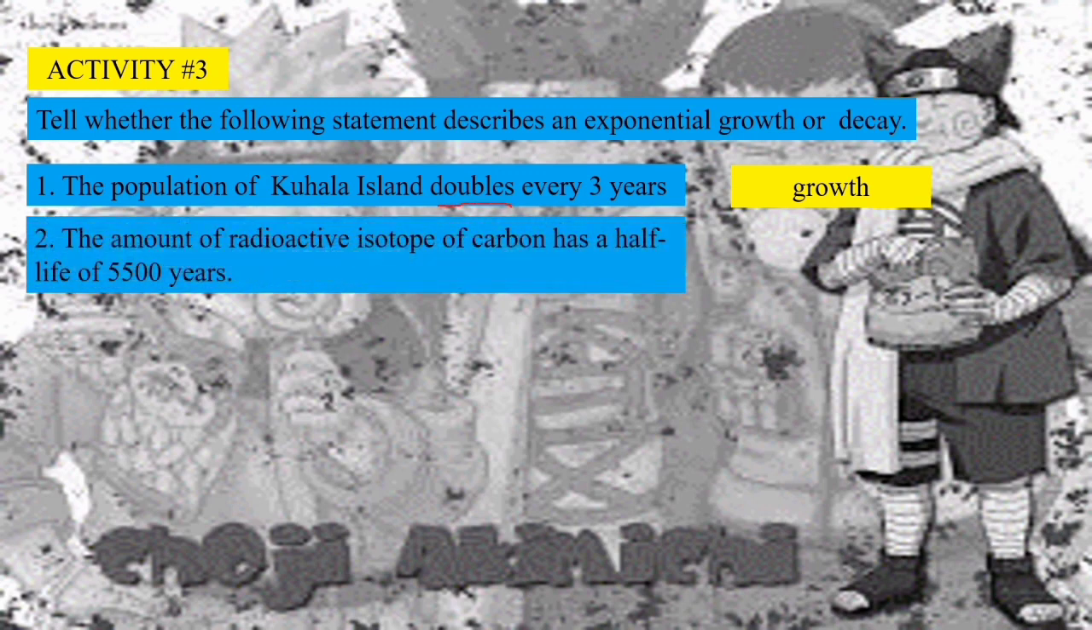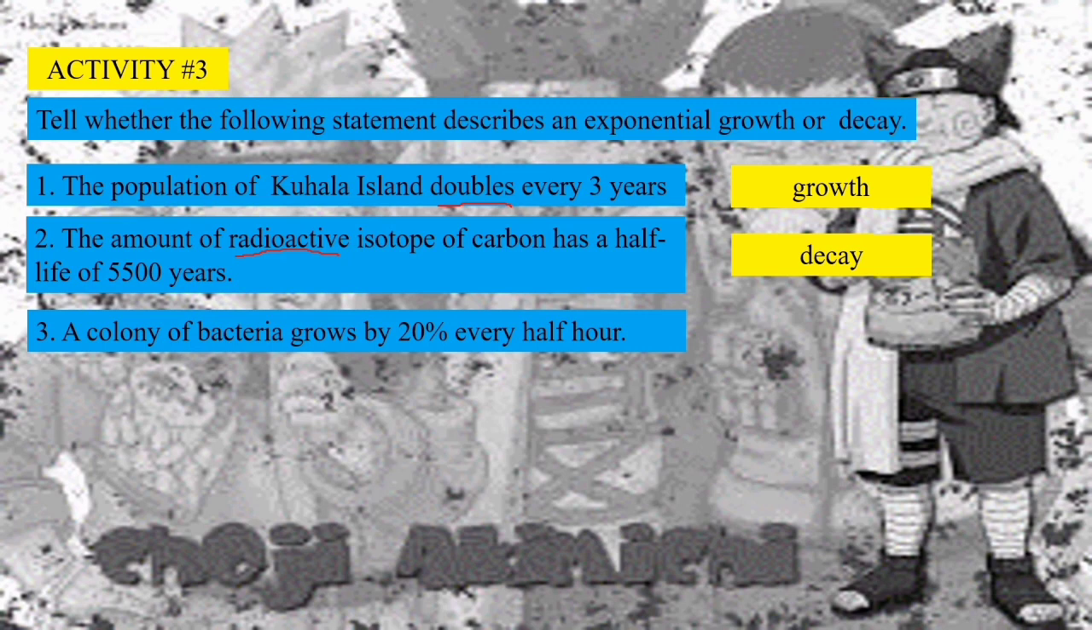The amount of radioactive isotope of carbon has a half-life of 5,500 years. What is your answer? Correct. It is exponential decay because of the word radioactive. How about number 3? A colony of bacteria grows by 20% every half hour. Okay, this is growth. Very good because of the word grows.